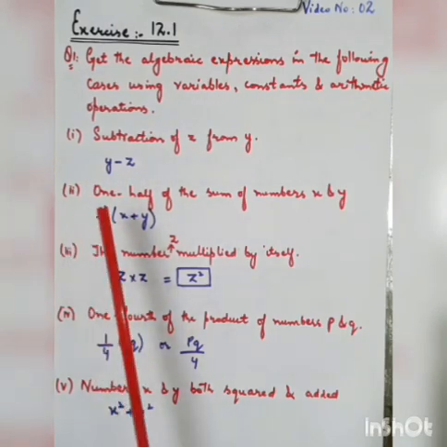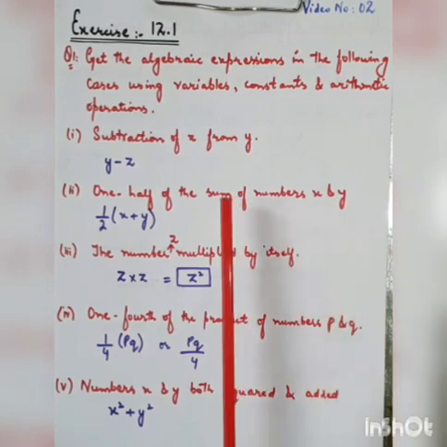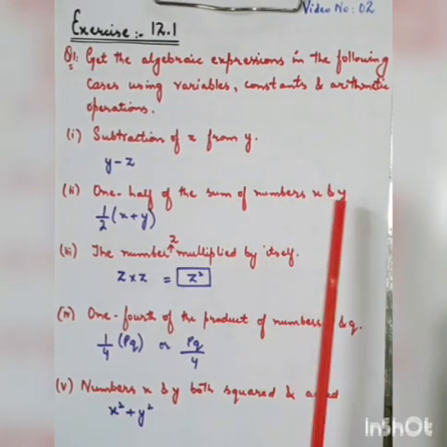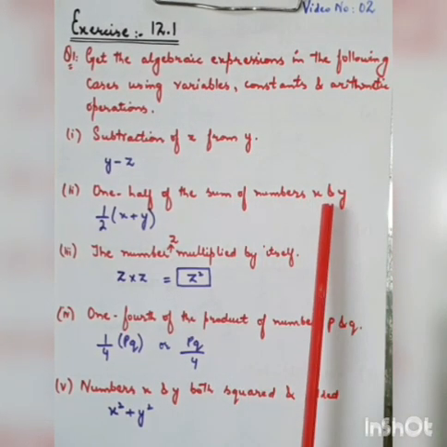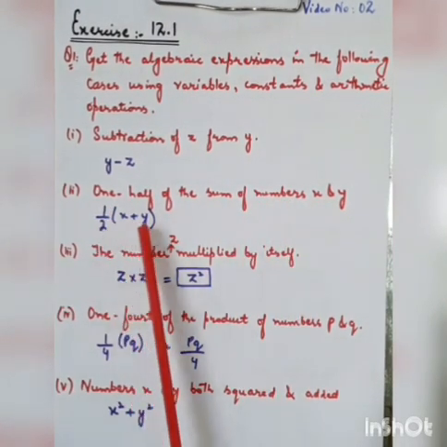Then part second is 1/2 of the sum of numbers x and y. It means first we have to sum numbers x and y, that means x plus y, and then we have to do 1/2 of that. That means 1/2 of x plus y.